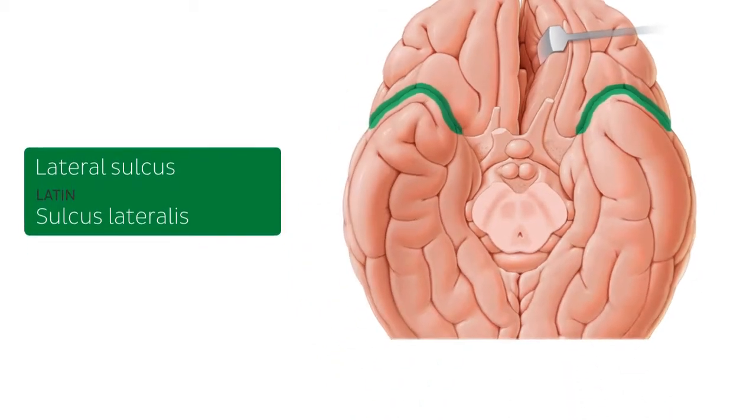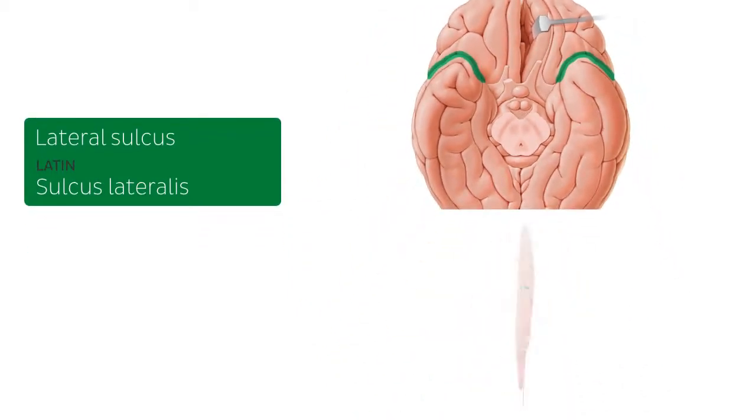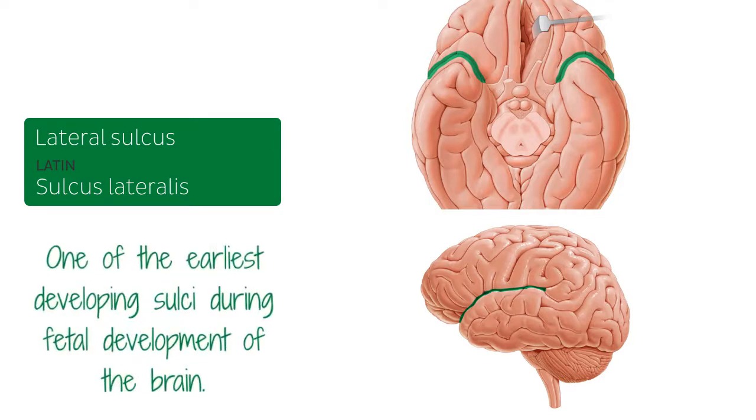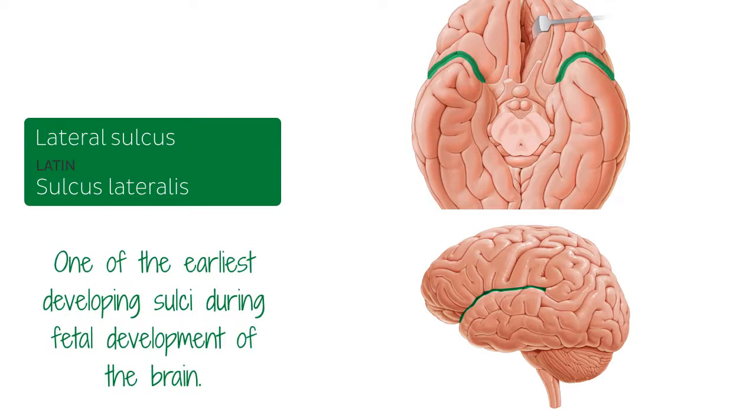You can also see here the division happening from this lateral view of the brain, where you can still see the temporal lobe and the frontal lobe being separated by the lateral sulcus. The lateral sulcus is one of the earliest developing sulci during fetal development of the brain, and is also known as the Sylvian fissure. The lateral sulcus is one of the most prominent sulci in the brain.